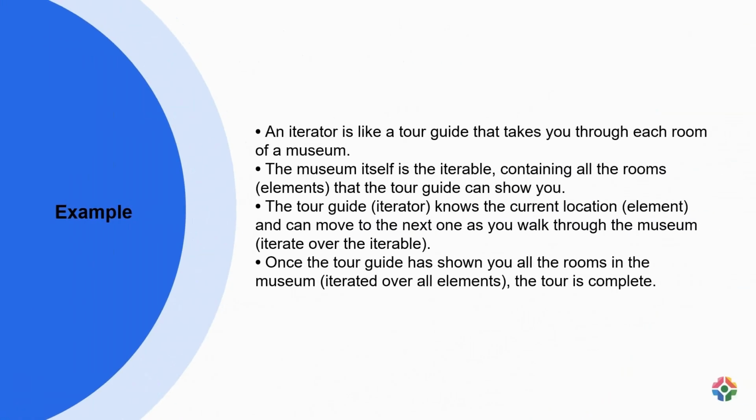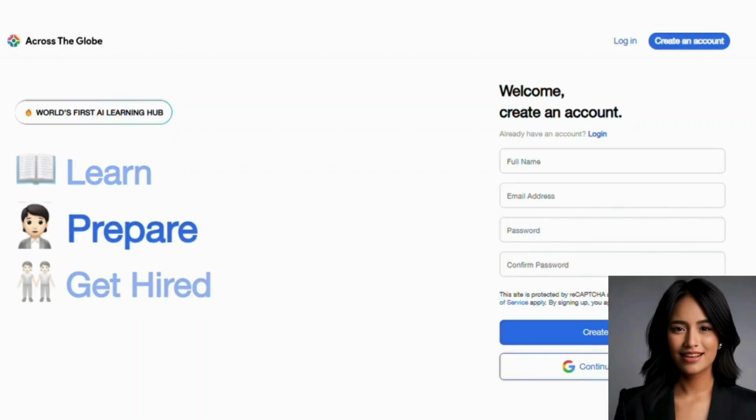An iterator is like a tour guide that takes you through each room of a museum. The museum itself is the iterable, containing all the rooms, the elements that the tour guide can show you. The tour guide, the iterator, knows the current location, the element, and can move to the next one as you walk through the museum, iterating over the iterable. Once the tour guide has shown you all the rooms in the museum, having iterated over all elements, the tour is complete.